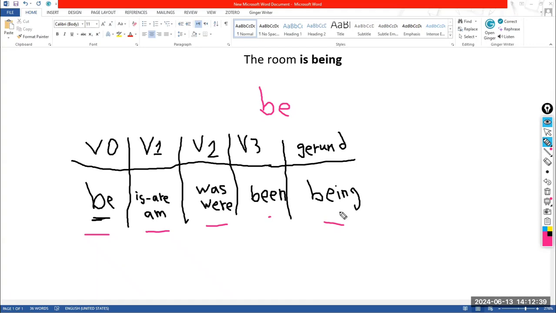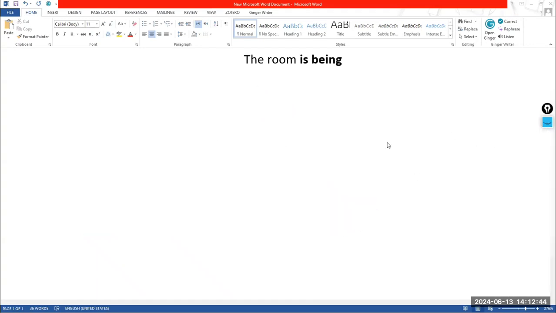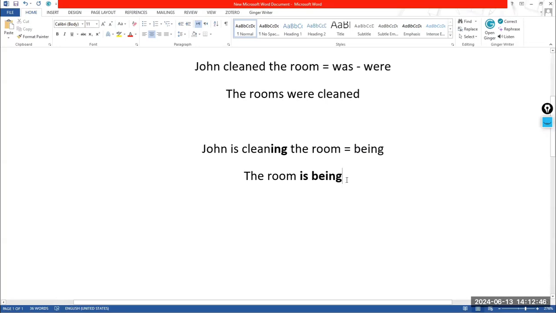Okay. Because I have a present continuous, I have to use what in the passive voice? I have to use being. This is why I said is being. So this is step 2. I didn't change the verb. Now step 3, I have to write the verb 3 of the main verb. The main verb is clean. The verb 3 of clean is cleaned because it is a regular verb. The room is being cleaned. So every time if you see ing, write being immediately in the passive voice.